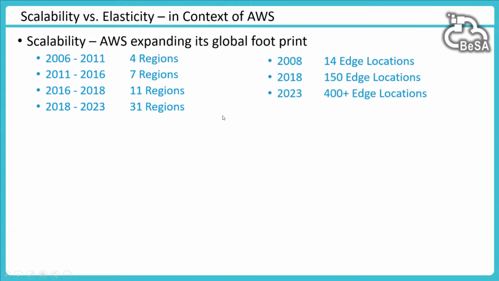Now, if we look at edge locations, in 2008 there were 14, in 2018 150, and in 2023 400 plus edge locations. Now this is not randomly happening. What we are trying to do here is build a strategy to expand our footprint. Now, what is elasticity in AWS?